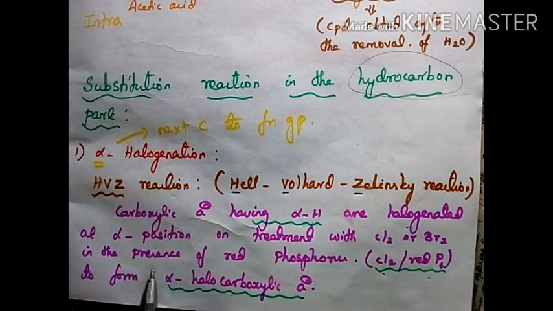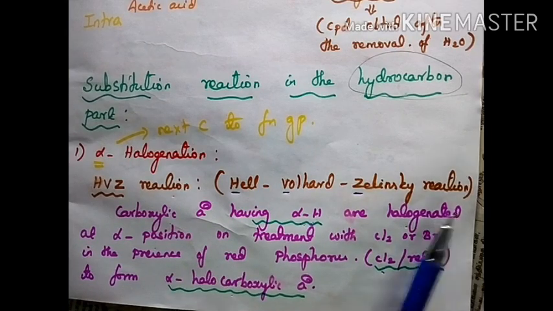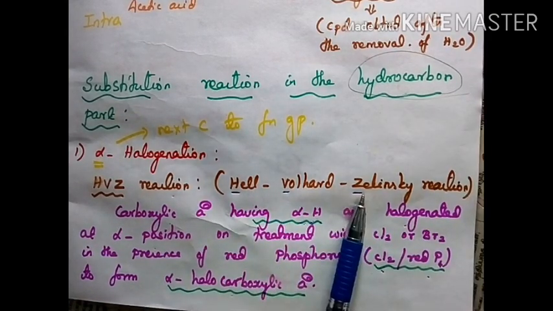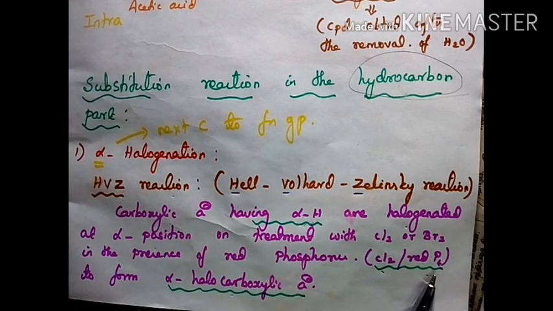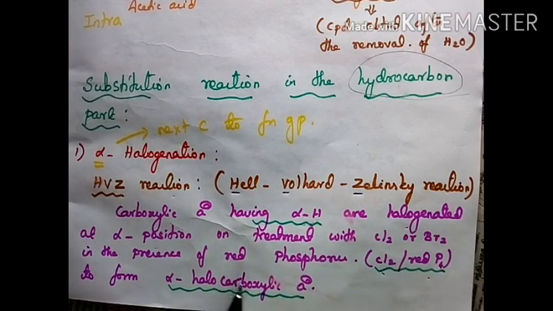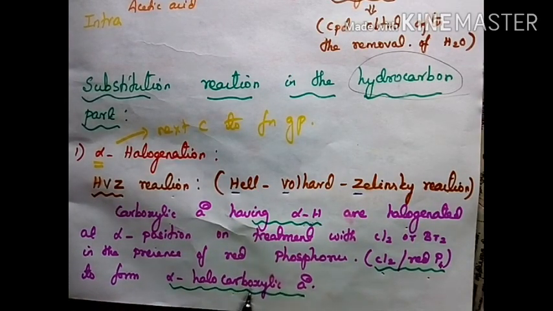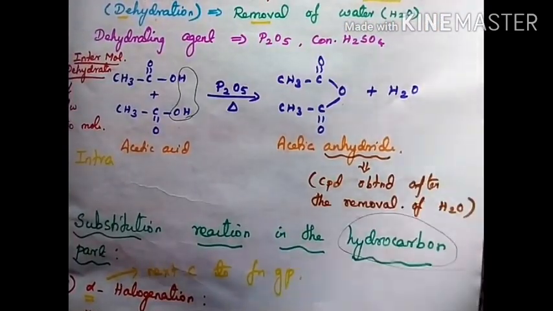HVZ. What is the HVZ reaction? Hell-Volhard-Zelinsky reaction. What is the reagent? Halogen with red phosphorus. Where does the reaction take place? At alpha hydrogen. What is the product called here? Alpha halo carboxylic acid.